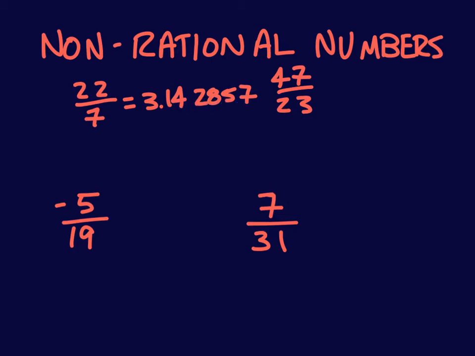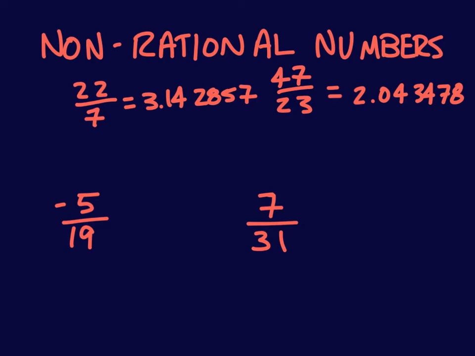Let's take a look at 47 divided by 23, and that's going to give us a number of 2.043478. There's no pattern to this number, okay? So this is a non-repeating decimal. Let's take -5 divided by 19.